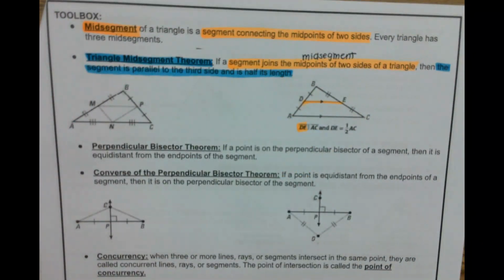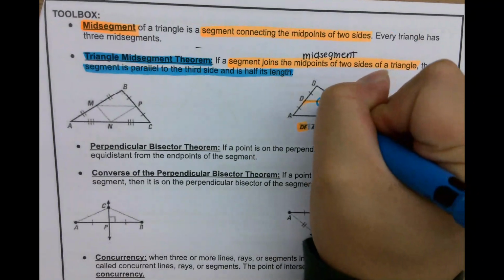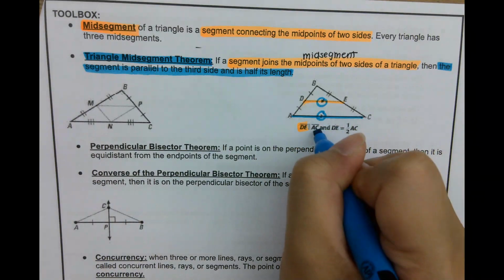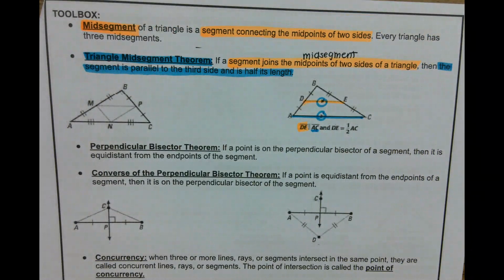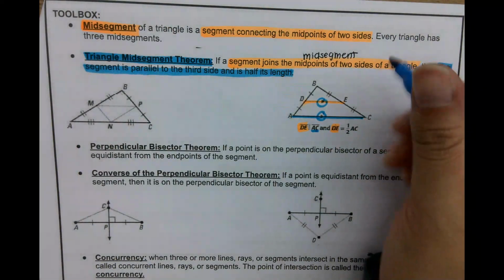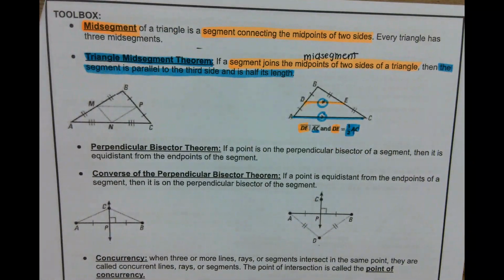DE is the mid-segment here. It is parallel to that third side, which in this case happens to be AC. And what we know is that the mid-segment is also half of AC, half of that third side. So that's nice and simple enough. Let's do some example problems with it. Let's flip and look at example 1.